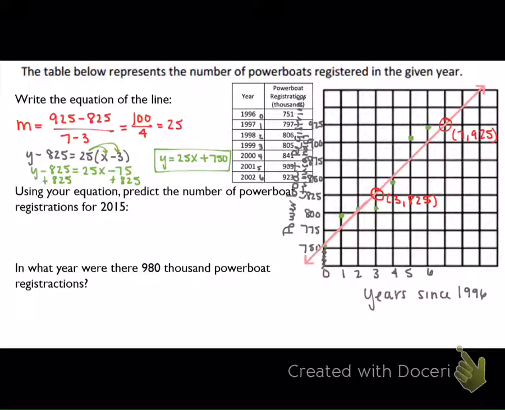When I grade these, I grade it based on your equation, not my equation, just so you guys are aware. Because you guys will all get different things. Is that close enough to 750? Perfectly fine, yeah.